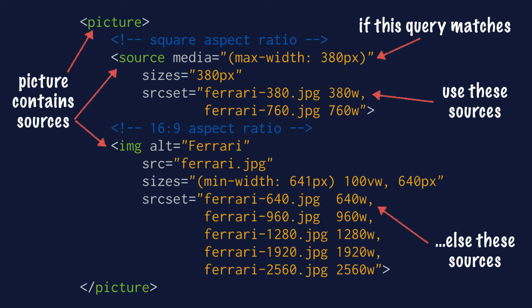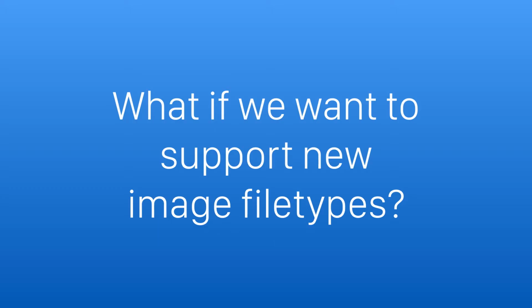So this use case is called art direction. If you're only ever changing the size of the image, you're never changing the crop or the content of the image, you don't need to do this. But if you ever need to change the aspect ratio or the crop of the image at different breakpoints, keep this technique in mind. There's also one other thing you can do with the picture element, which is we can support new image file types.